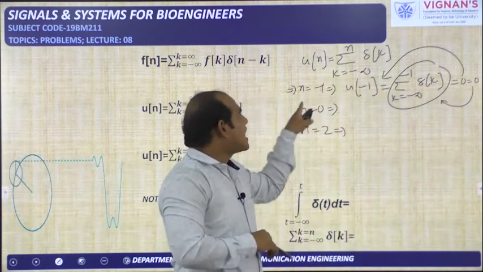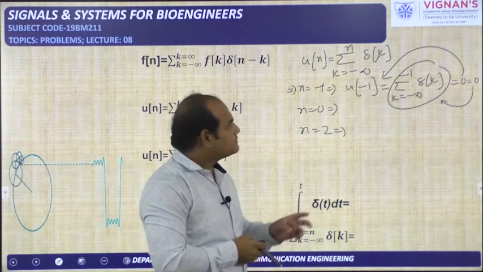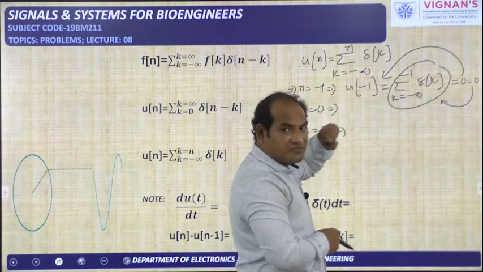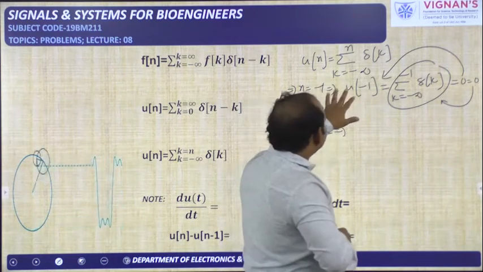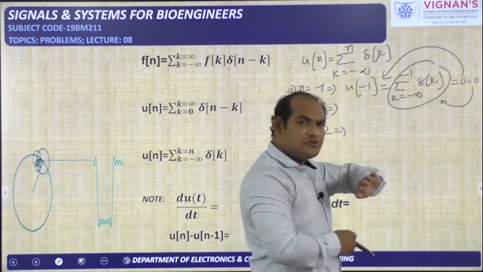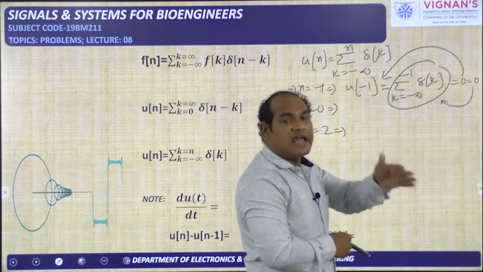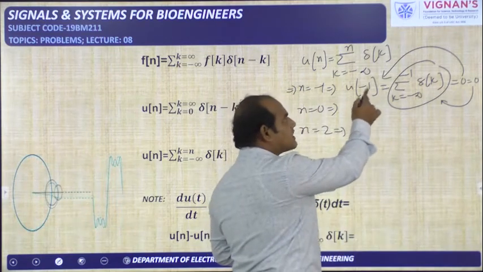So this equation is valid for any negative values of n. Okay, are you getting this one? We have just substituted n equal to minus 1 in this equation. Wherever n is there, you substitute minus 1. So on the left side we got u of minus 1. Generally the unit step signal is available on the right side. That means the amplitude is 1 for the right side and the amplitude is 0 for the negative side. So when you take n equal to minus 1, the amplitude is 0 only.